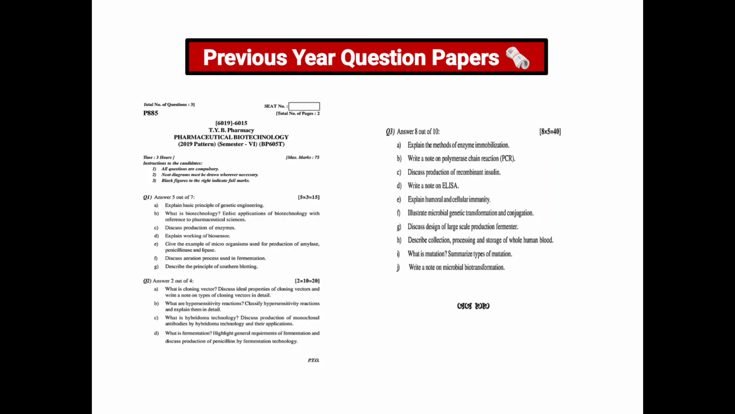Next, 5 mark questions. Explain the method of enzyme immobilization. Write a note on polymerase chain reaction. Discuss production of recombinant insulin. Write a note on ELISA. Explain humoral and cellular immunity. Next, illustrate microbial genetic information, genetic transformation and conjugation. Discuss design of large scale production fermenter.